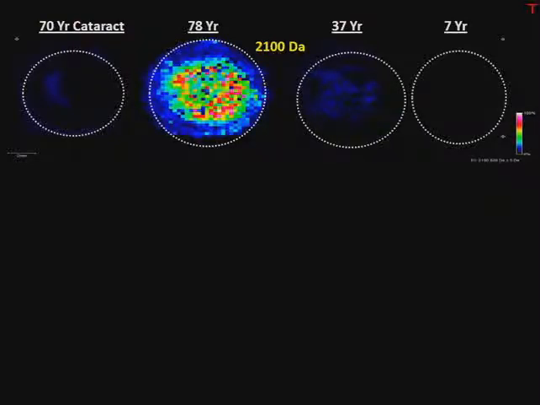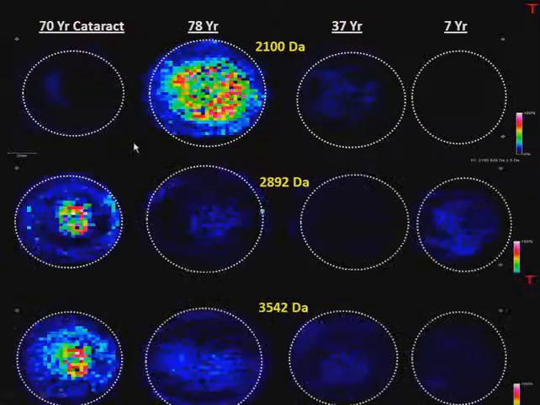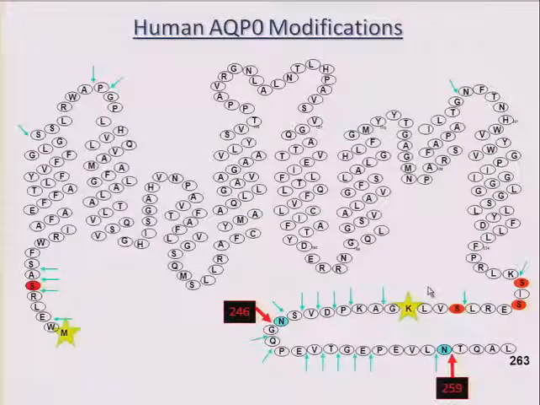So here we see a 2100 Dalton peptide in the 78-year-old human lens, not very much in the 70-year-old cataract, but it's quite abundant in the 78-year-old lens. We also found cataract-specific peptides. So at 2892 and 3542, there's an abundance of these peptides in the cataractous region. These are nuclear cataracts in this 70-year-old lens. So then the next obvious question is, what are these peptides? What is it that we're imaging? I got an email last night suggesting that the data has been acquired but has yet to be interpreted. So to be determined. Hot off the press.